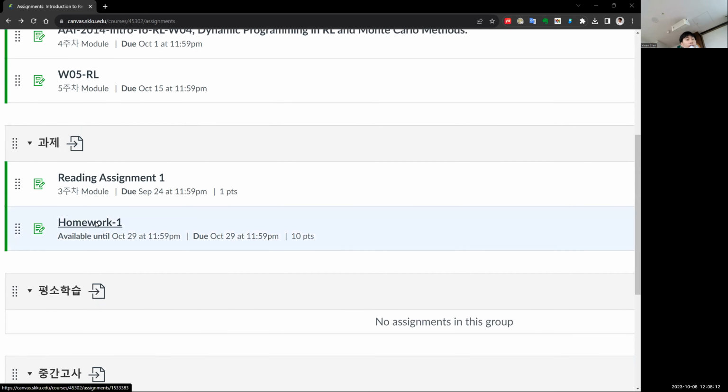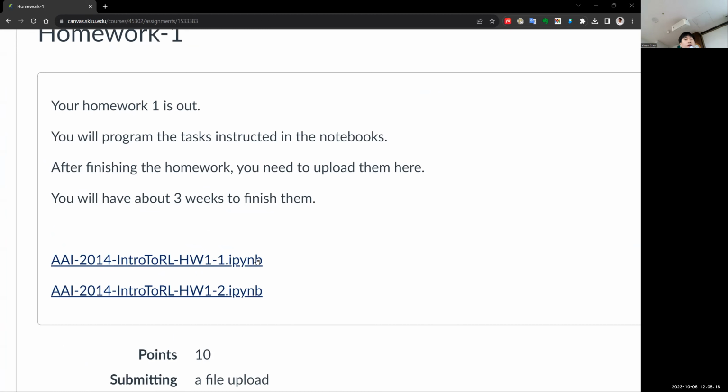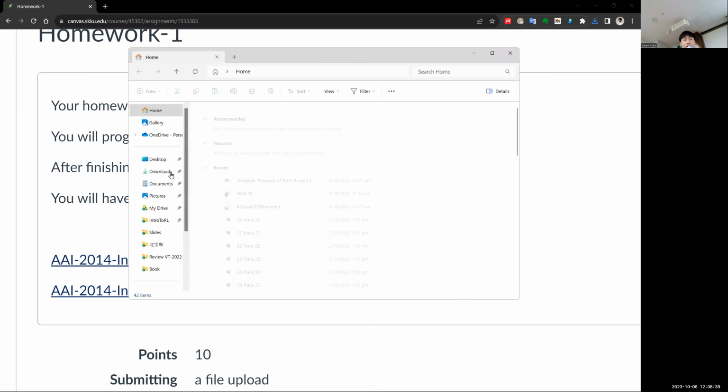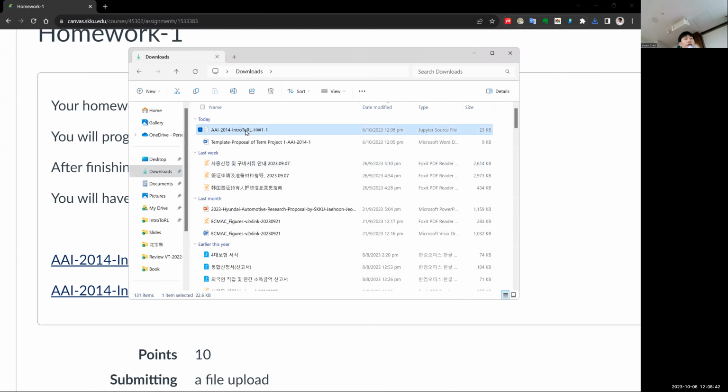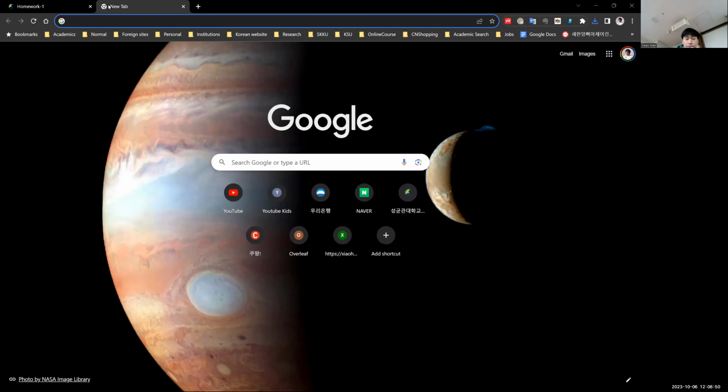Then homework. In the homework, I provided two iPython notebook files here. With the first one, you would deal with the multi-armed bandit problem. The second one, you deal with the DP problem. For example, I just click and download one. I downloaded it here, the file homework 1-1. Then you can open Colab.